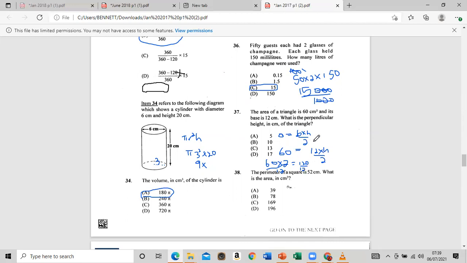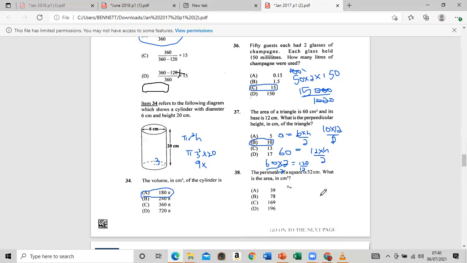Go check if it's right. 10 times 12, divided by 2. So it is indeed 10. Guys, always check your answer. We're doing an examination, an external examination. We don't want to take a chance.